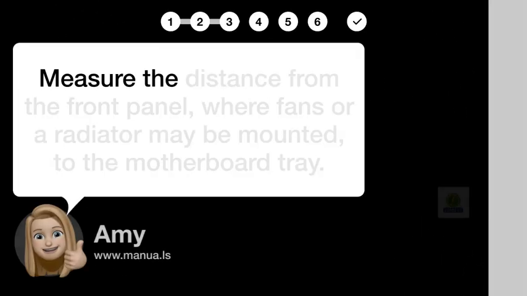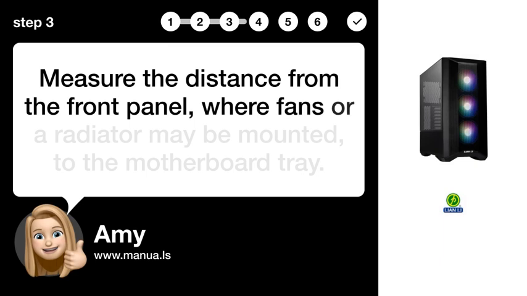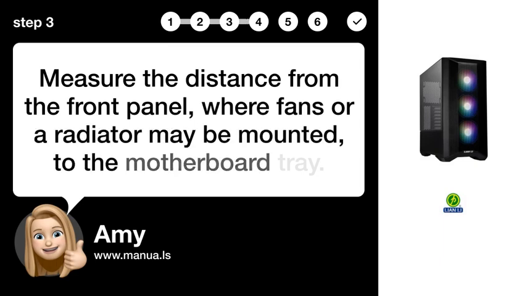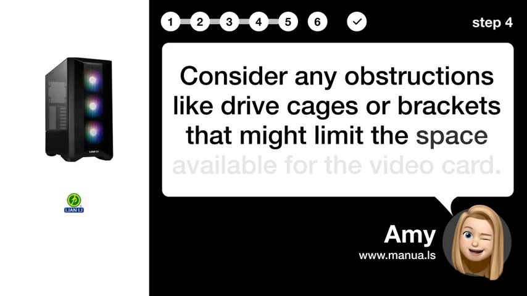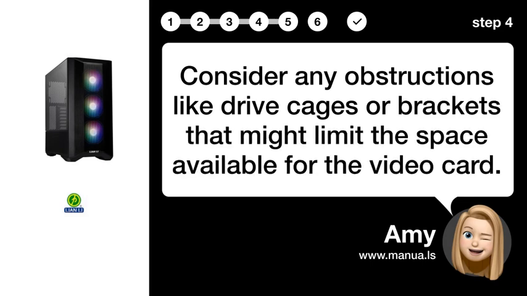Step 3. Measure distance. Measure the distance from the front panel, where fans or a radiator may be mounted, to the motherboard tray. Step 4. Consider obstructions. Consider any obstructions like drive cages or brackets that might limit the space available for the video card.